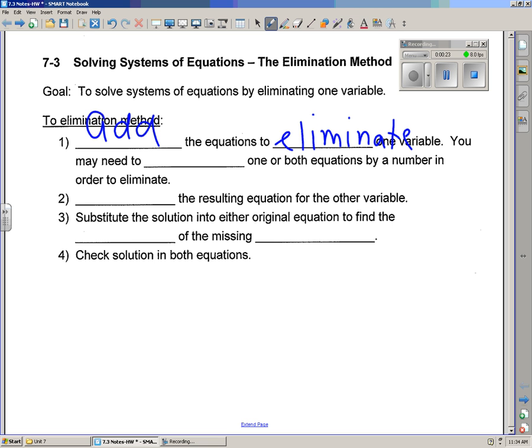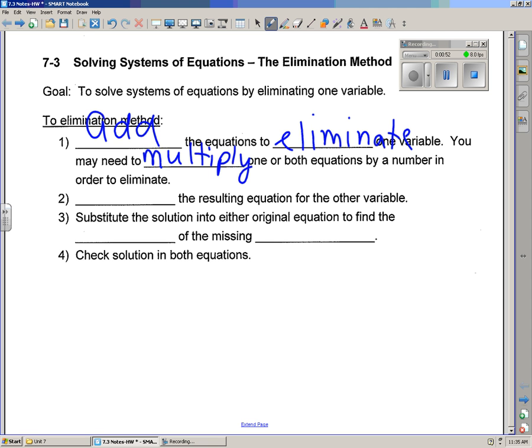You might need to multiply one or both of the equations by a number in order to eliminate. When you eliminate, you need to have opposites or inverses. So if you've got the letter x and one of them is 5x, then a negative 5x will eliminate because they're inverses. Or if you have a negative 2y, then a positive 2y is its inverse. You're looking to have variables that have the same number but different signs.